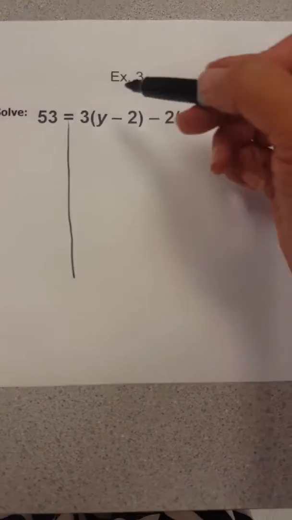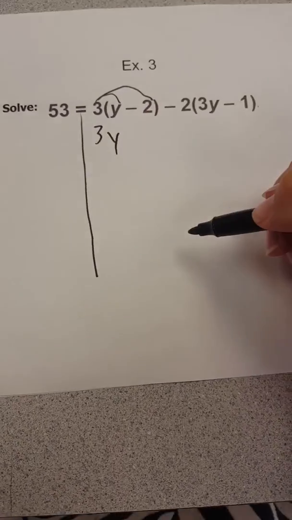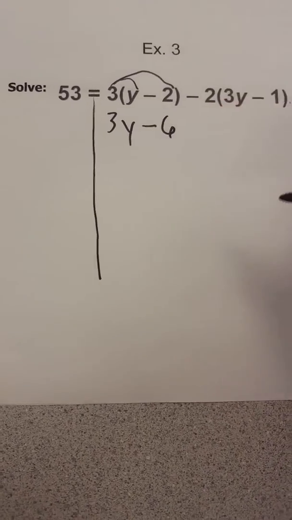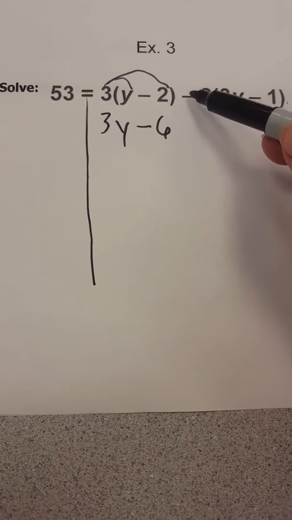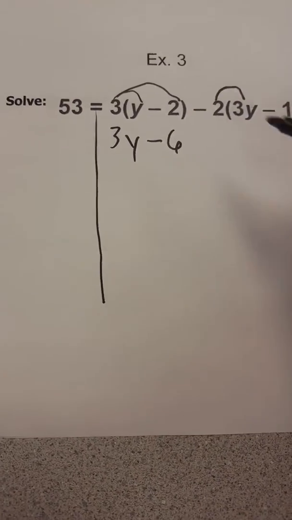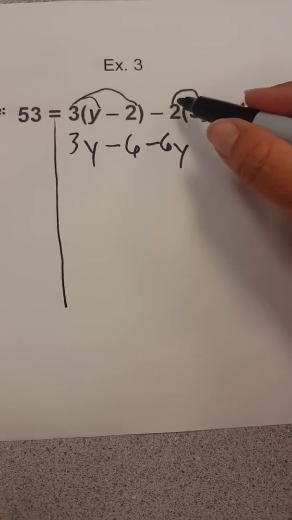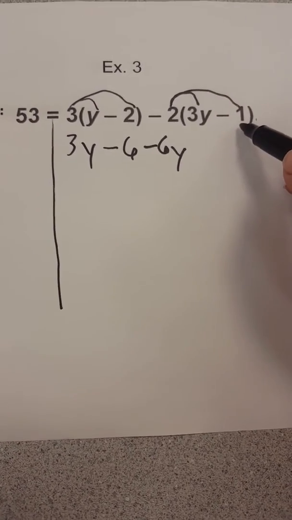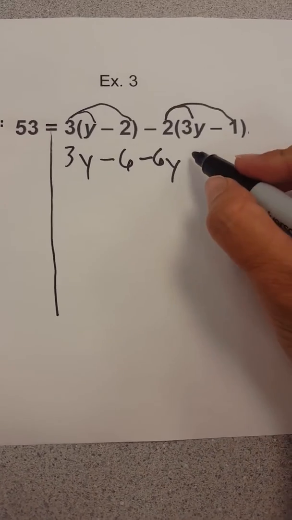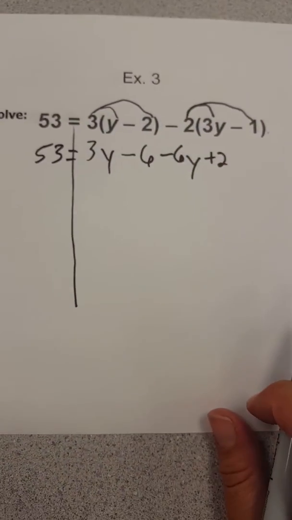Again, we have parentheses, so first thing we need to do is distribute. The 3 times y will be 3y. And don't forget to take the 3 times the 2, so the minus sign does come down. 3 times 2 is 6. This 2 that we distribute, please be very careful that you know it is a negative 2 because of the minus sign. So if we take a negative 2 times a 3y, that gives us a negative 6y. And when we take a negative 2 times this minus 1, remember that makes that minus 1 a negative 1. So it's a negative 2 times negative 1, which gives me a positive 2, so I bring down a plus 2. And bring down that 53.